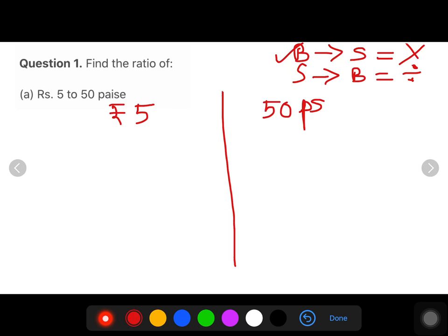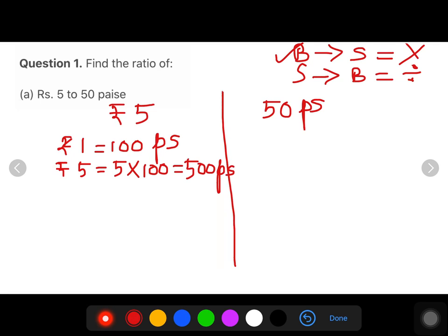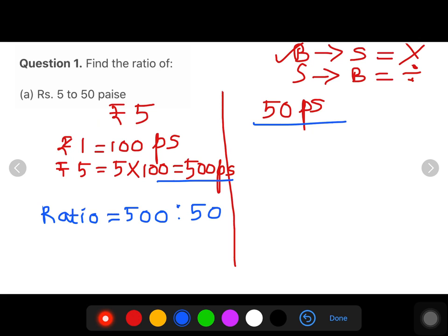Now 1 rupee is equal to 100 paise. Therefore 5 rupees will be equal to 5 into 100, which is 500 paise. Now both the quantities are of the same unit, so now we'll find the ratio. So the ratio is equal to 500 is to 50. Now the ratio should always be in its simplest form, so you need to simplify it. To simplify, you write the ratio as a fraction like this.